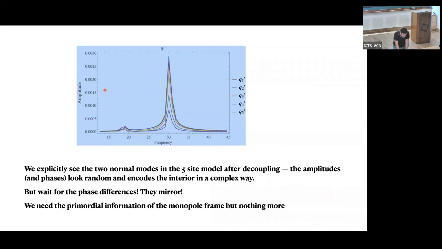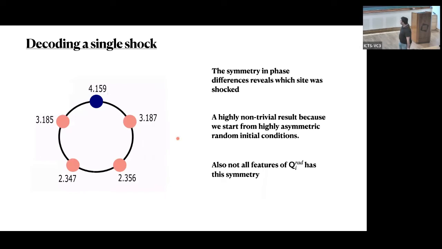Okay, so now let me show you what happens. This hair has some normal modes, and you just look into the different phases of the normal modes. So here, what happens is as follows. If you take only one single shock, then you see that the phase differences go like this. First of all, there is some beautiful symmetry. This is a site that has been shocked, and so you can decode which site has been shocked simply from looking at the phase differences of the two oscillations.